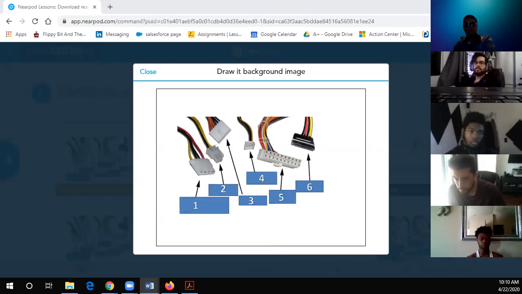ATX. Number 4? Mini. Is that a mini? Yes, that's the mini. Yeah, these are horrible pictures, but yes, that is a mini.